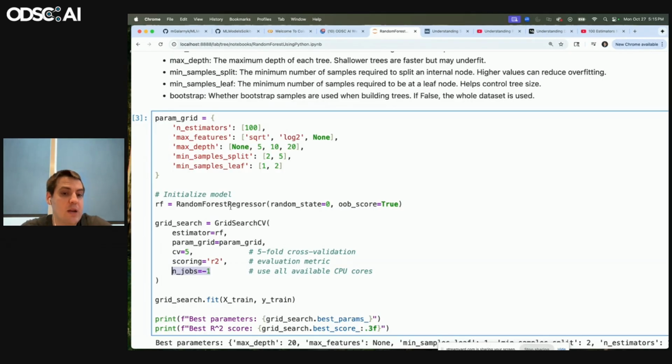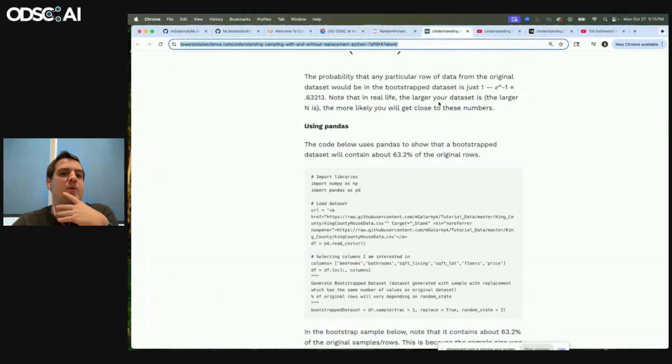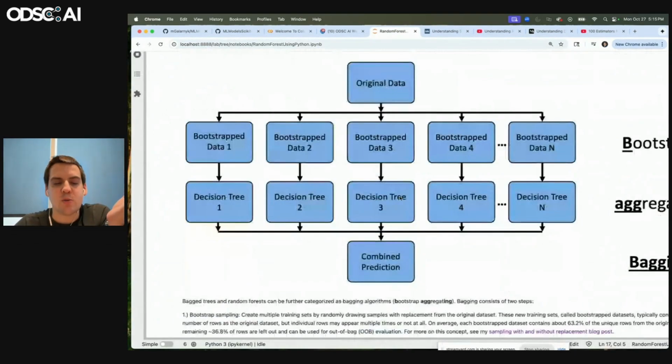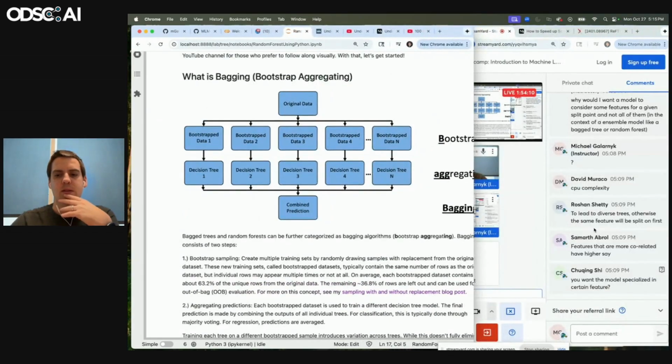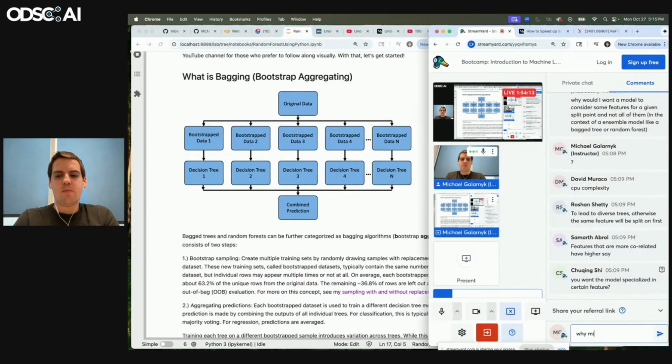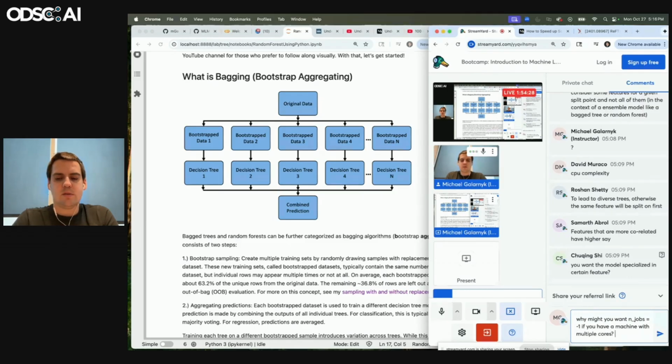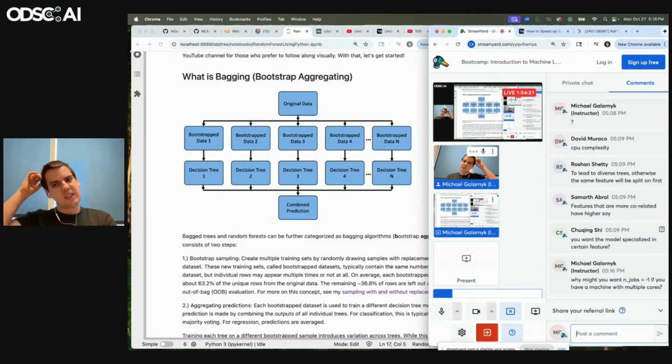Well, by default, Scikit-learn algorithms often run on a single core. And one question you might ask is, why might you want an algorithm, especially a random forest, to run on more cores than just one? Can anyone tell me why you might want n_jobs equal to -1 if you have a machine with multiple cores? This is a bit of an advanced question.